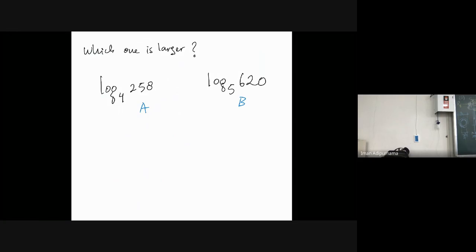Log base 4 of 258 or log base 5 of 620. It seems this is bigger, right? But is that true? Can you prove it?